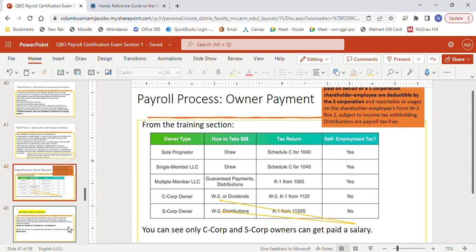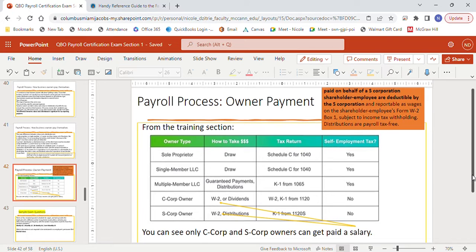So this is a table that they had. I liked it, so I wanted to keep it. You can see C Corp and S Corp owners are the ones that qualify to get a W-2 salary. These other ones, it's a draw or a distribution for multiple. And I have a side note here. I knew that they had a question.